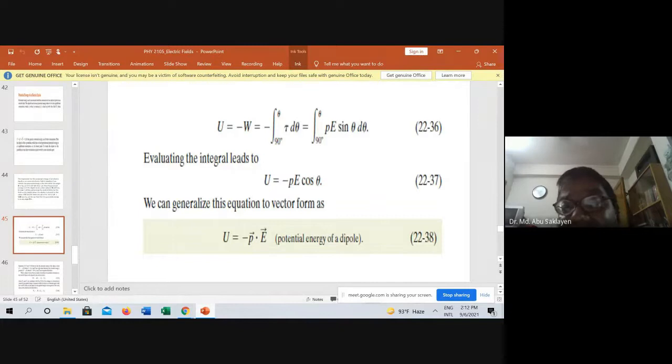This is the relation between work done and torque. From 90 degree to theta, this tau d theta will be the work done as well as potential energy.